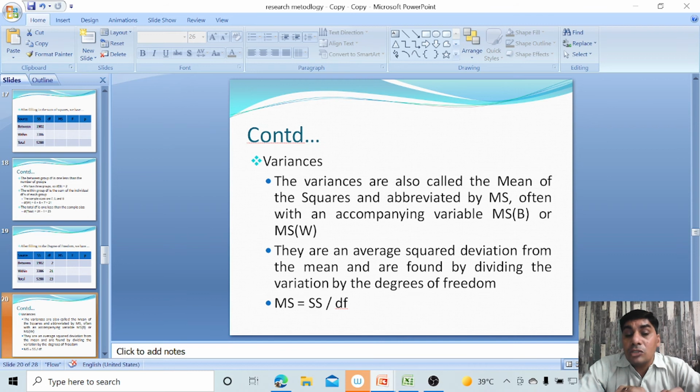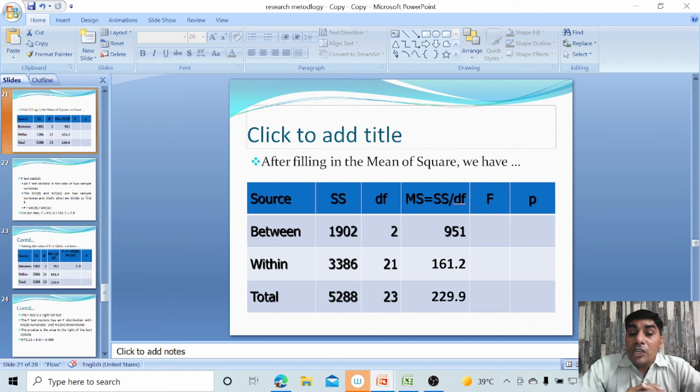They are an average squared deviation from the mean, found by dividing the variation by the degree of freedom. That means the mean of the squares can be found using the formula: sum of squares divided by degree of freedom. So, the mean of squares between the groups is 1902 divided by 2, which is 951, and the mean of squares within the group is 3386 divided by 21, which is equal to 161.2. The total mean of squares is 5288 divided by 23, which is 229.9.